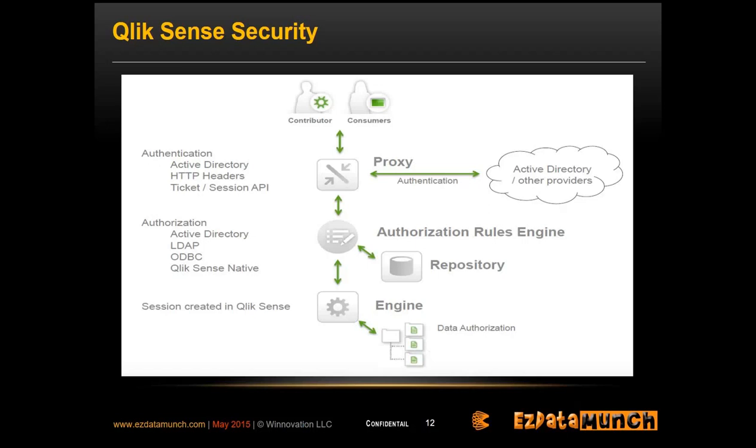So there is an authentication, which is HTTP headers, which is a ticket-based process, session APIs, or Active Directory. You have an authorization process, LDAP or Active Directory, again, ODBC, so you can have a custom user directory, basically. Or you can build something in Qlik Sense native, so you can create users within the Qlik Sense server, and then basically it allows you data authorization based on what's your role within the organization and what data you should see at the role level.